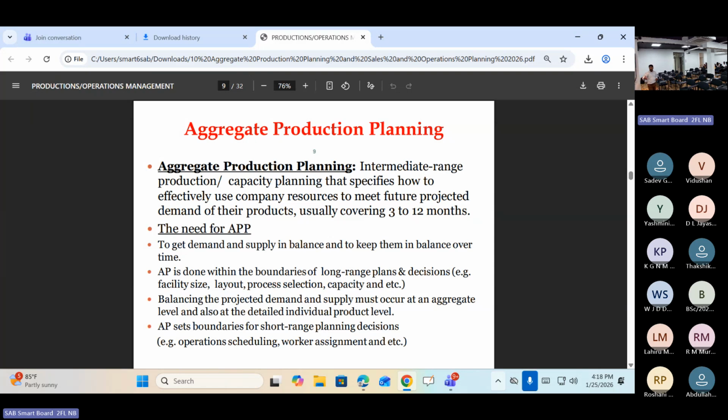Balancing the projected demand and supply must occur at an aggregate level and also at detailed individual product level. So there should be this aggregate production planning first that leads to individual product level planning. Based on the aggregate plans, the short-term production planning decisions such as operation scheduling, work assignments, procurement decisions and other things will be decided. And for that purpose, aggregate planning is needed.